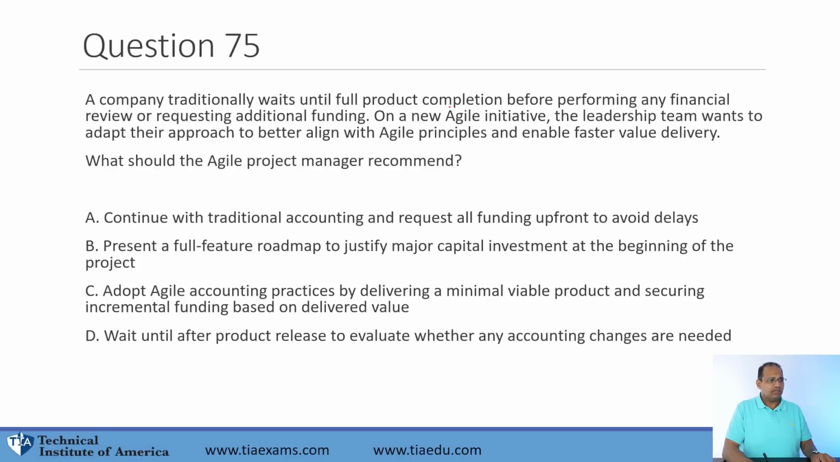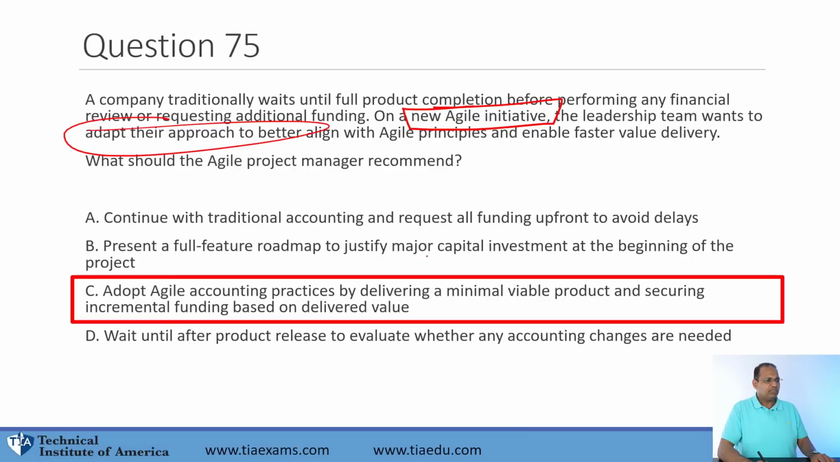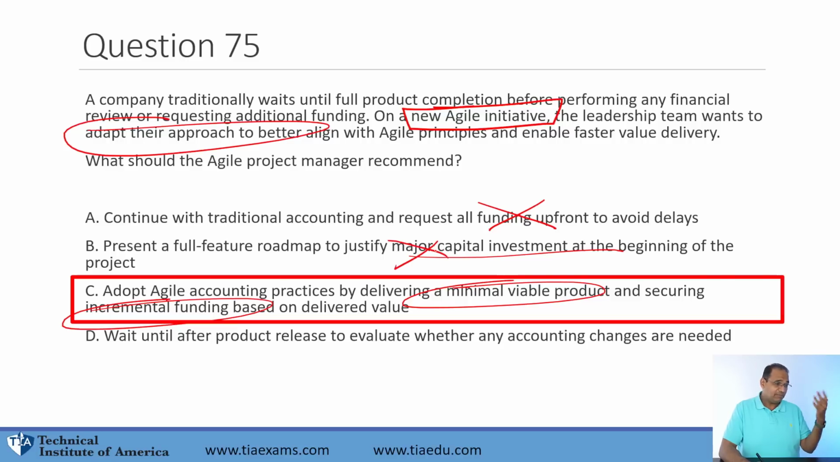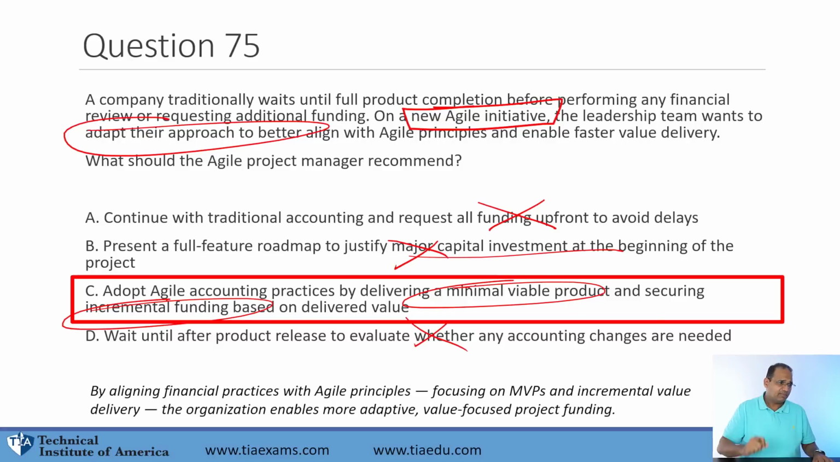So notice there is a new Agile initiative. That's the key of the question. And they want to adapt to this. So the way you adapt to it is by utilizing minimum viable products, and you fund the product incrementally versus all the money up front. Notice this one here says a major cap at the beginning. That's A and B is almost the same thing. Wait until, and you don't fund it till the end, but you fund it throughout the project. And you can see the best of those answers.